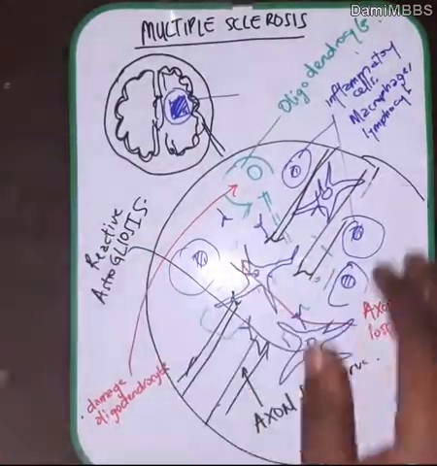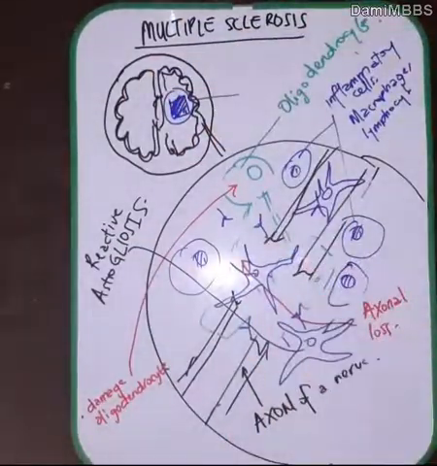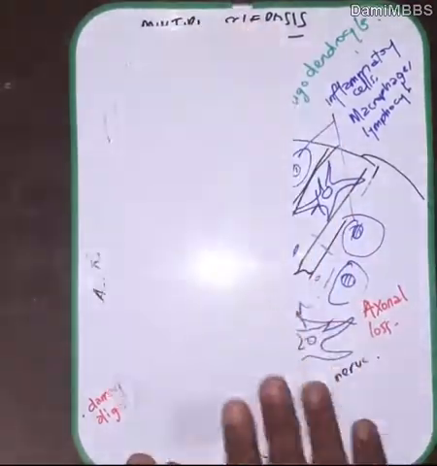And by the time this appears grossly, we're going to see it as that lesion in the white matter, usually when we do an MRI.